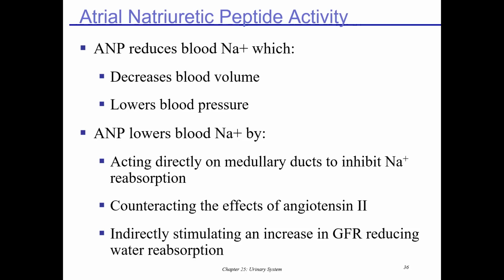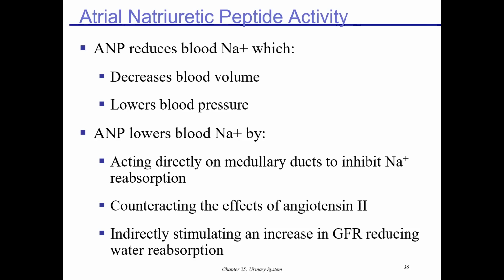Now, something else will happen here. What if our blood pressure is too high? We can deal with low blood pressure. What about blood pressure being too high? Here we take into account high blood pressure. The atria of the heart can fix this.